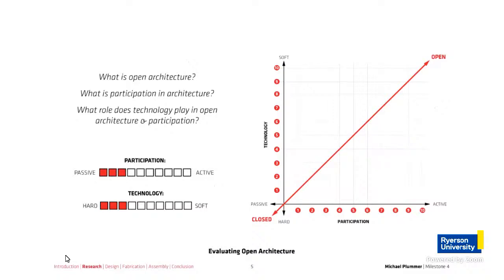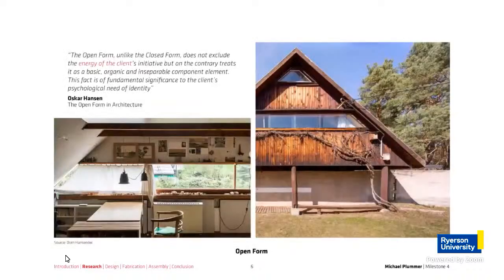The following scholarly research provides valuable context for which to position this thesis by answering the primary research questions: what is open architecture, what is participation in architecture, and what role does technology play in open architecture? The following literary and case study references were analyzed to develop a definition and evaluation criteria for open architecture.